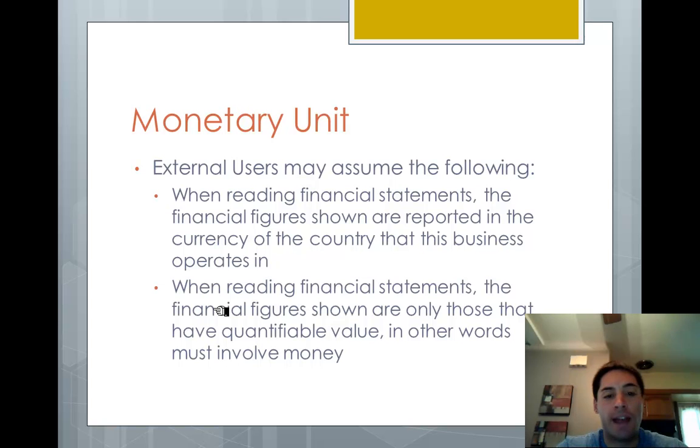Two. When reading financial statements, the financial figures shown are only those that have quantifiable value. In other words, only transactions that involve money. Okay? If nothing can be assigned an accurate money price tag, it's not going to be recorded in a financial statement.